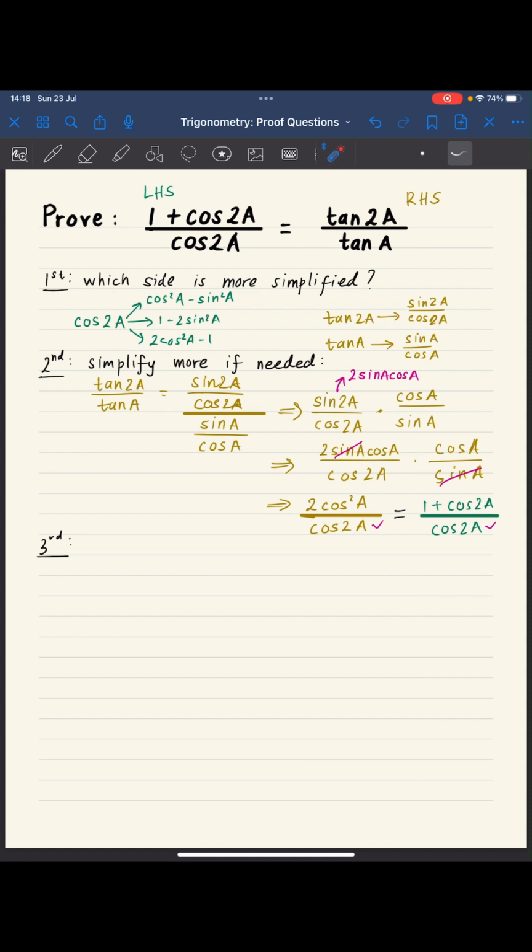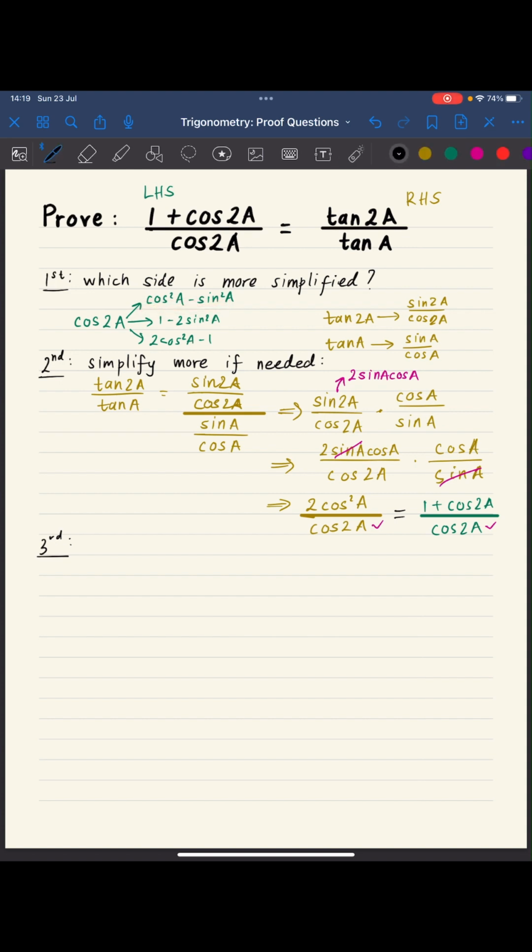So a general rule of thumb is, when you are dealing with cosine 2A, because you know it can be expanded in 3 ways, try to simplify your other side and see, okay, on my other side, I can see there's a sine squared A. Okay, so let me open cosine 2A as 1 minus 2 sine squared A. I can see that there's a cosine squared A and sine squared A. So I'll use this one. And so on and so forth.